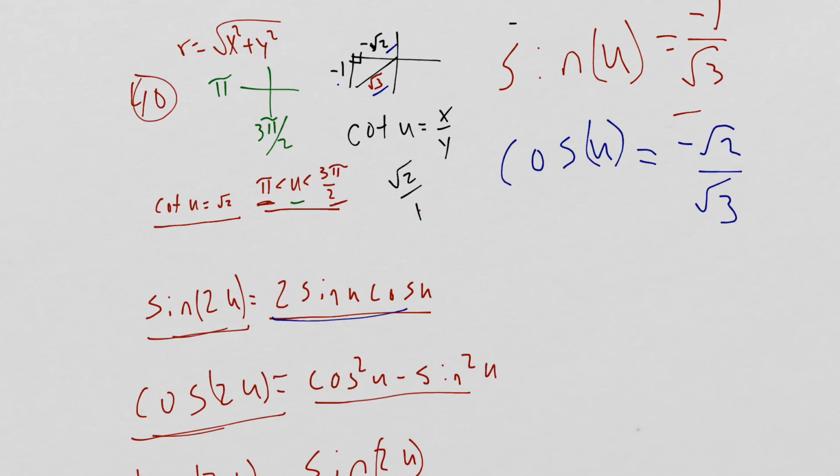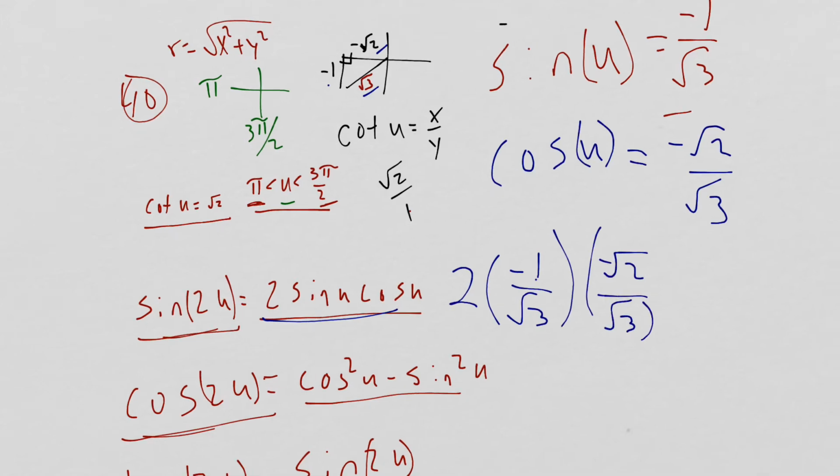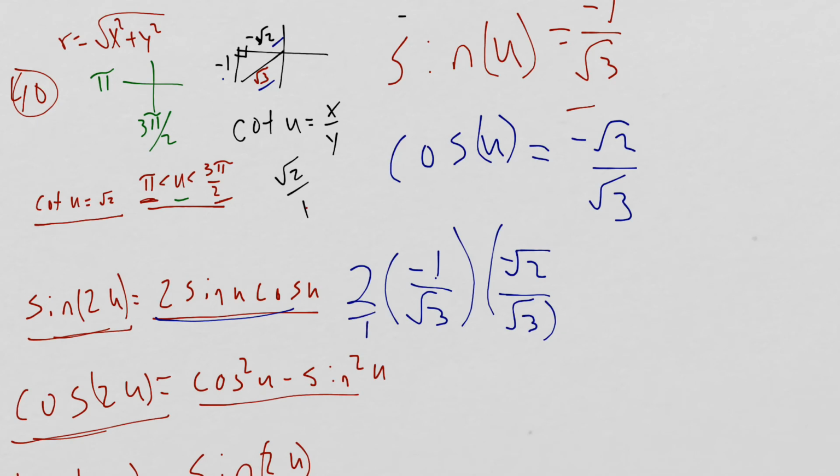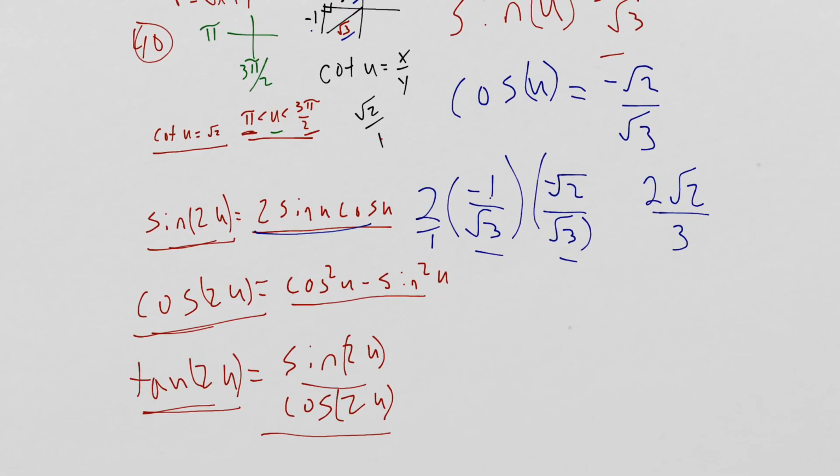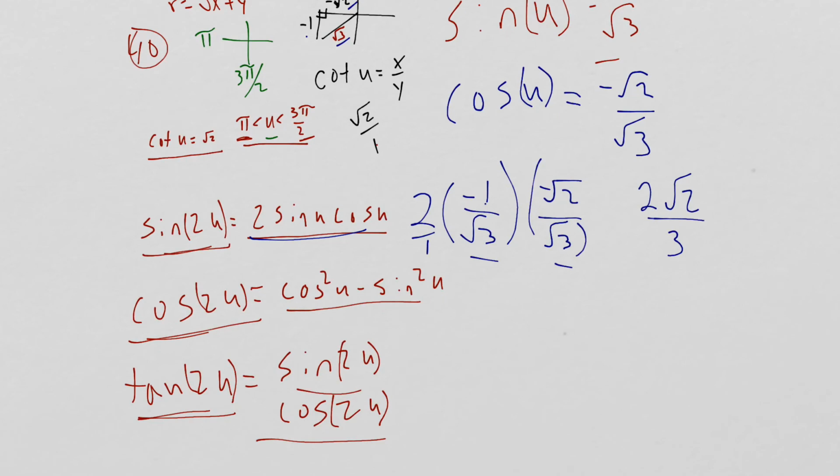So now I can solve this one. I'm going to take 2 times sine of u, negative 1 over the square root of 3, times cosine of u, negative square root of 2 over the square root of 3. If I multiply that all together, 2 over 1, so 2 times the square root of 2, all over the square root of 3 times square root of 3, which is the square root of 9, or just 3.